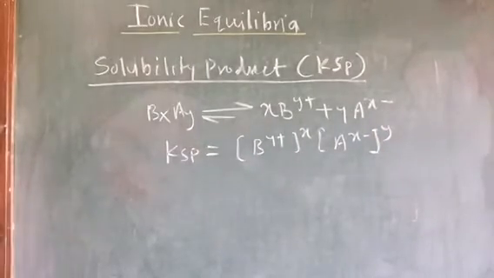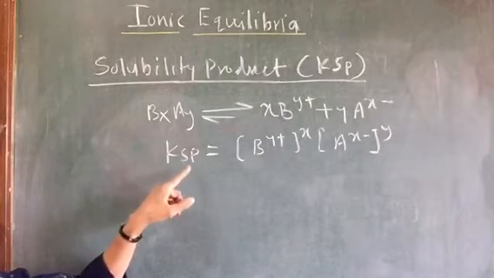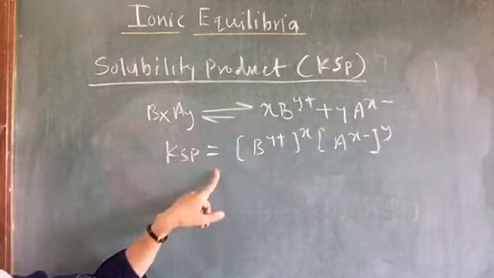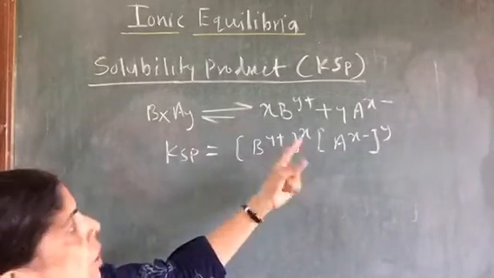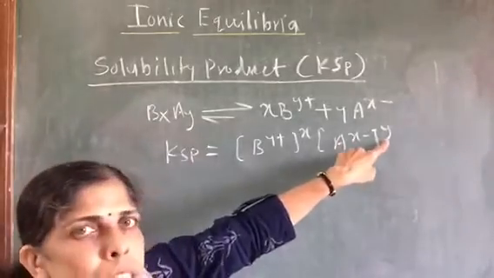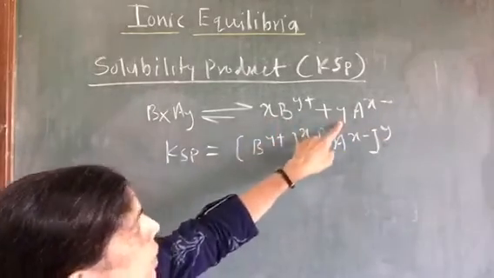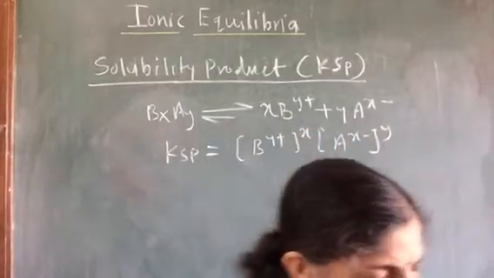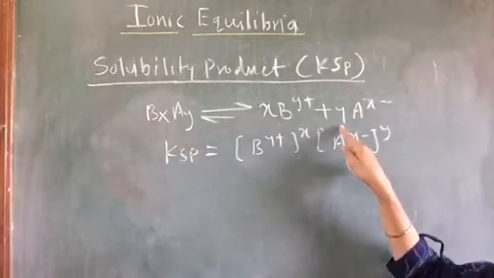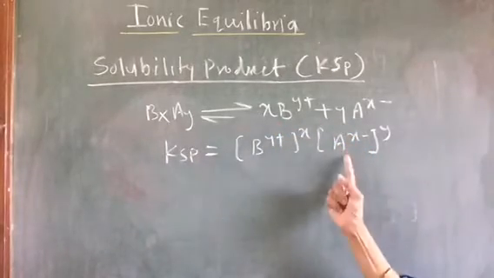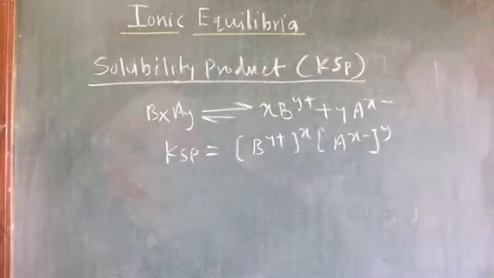So we can say in a saturated solution of a sparingly soluble salt, the product of molar concentration of ions raised to a power which is equal to the coefficients in the balanced equilibrium. Those powers are nothing but the coefficients in the balanced equilibria. That product is constant. That constant is nothing but the solubility product.